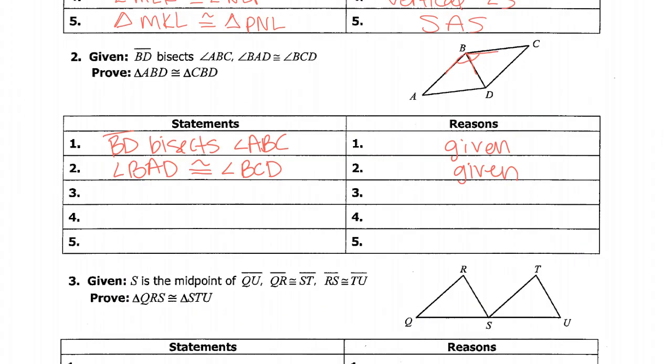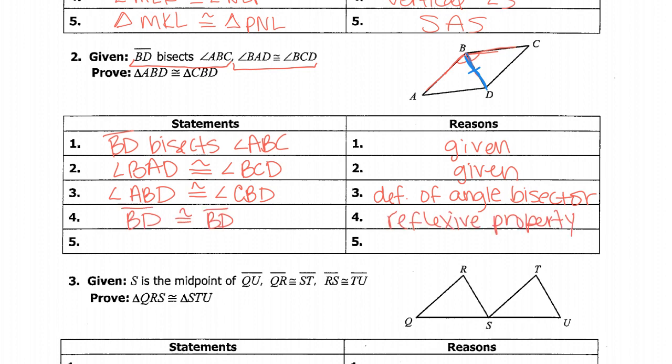All right, for my statements on number 2, I went ahead and wrote the first two that were actually given. Okay, and then because we talked about the angle bisector, I know that angle ABD is congruent to angle CBD. And again, because that was definition of an angle bisector. I also know that BD is congruent to itself. So that segment goes to both triangles, right? Because of reflexive property, a side is always congruent to itself.